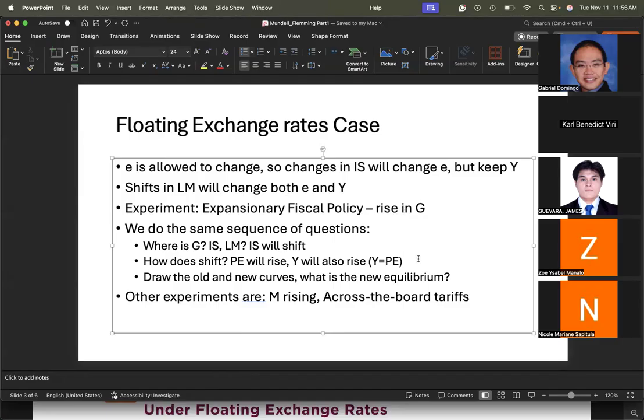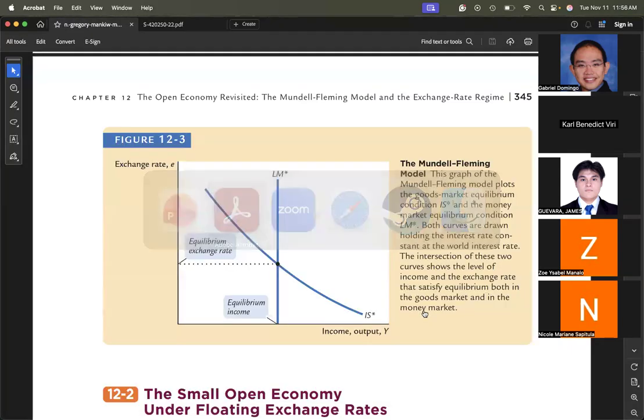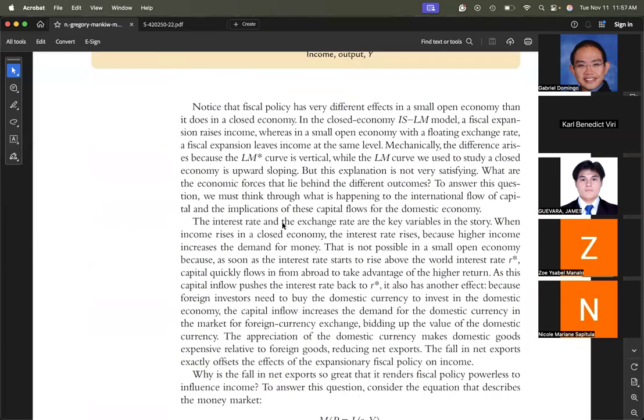Because that means Y goes up for any exchange rate value, right? So IS shifts right, because Y rises for any E, right? So now you can draw the old and the new curves, right? What's the new equilibrium? Ito yung old equilibrium. IS curve will shift to the right. And in order to get the new equilibrium, since E is allowed to adjust, pwedeng umangat or tumaas ang E, right?